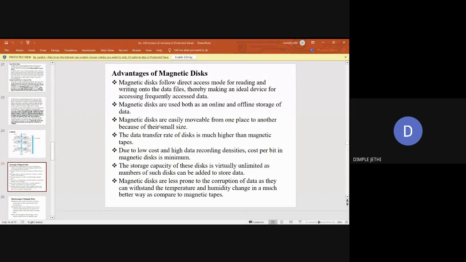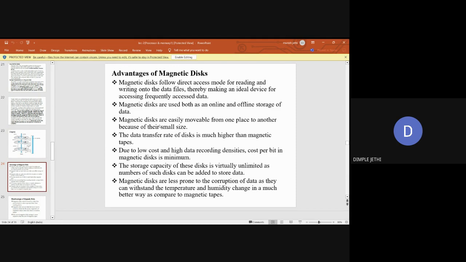So what are the advantages? Obviously, very cheap. Hard disks are very cheap nowadays. Their storage capacity is, you can say, almost unlimited. So much is the size of those disks now, and you can easily move it from one place to another. This can be used as both an online and offline storage device. Online means you can use it while you're working on the computer or laptop. It is fixed inside that.